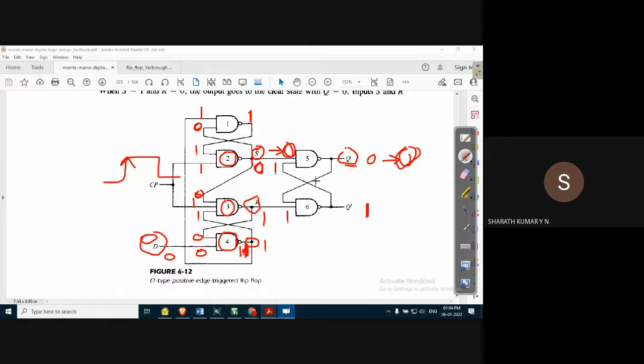The other input for this flip flop, let us say for example, is 1, because of the transition, because it transitions from 0 to 1.